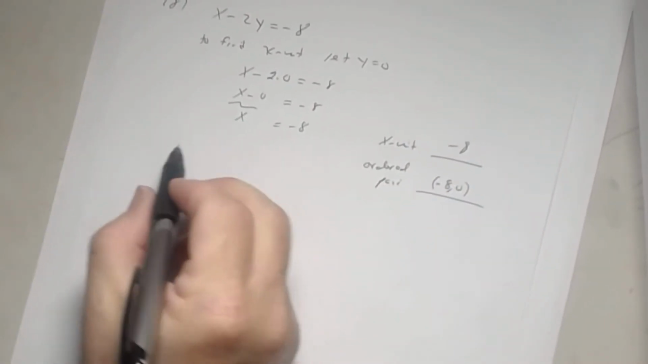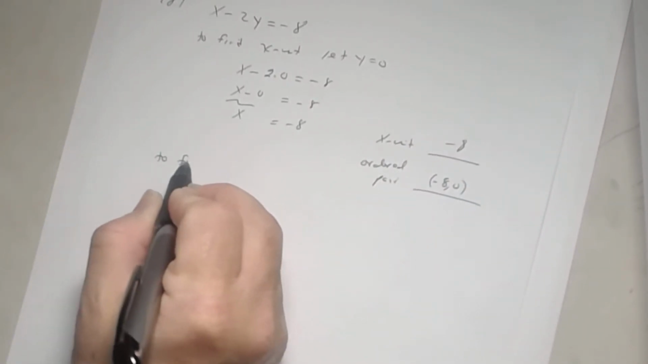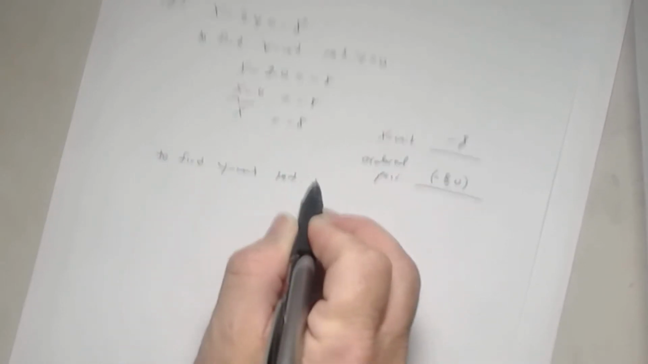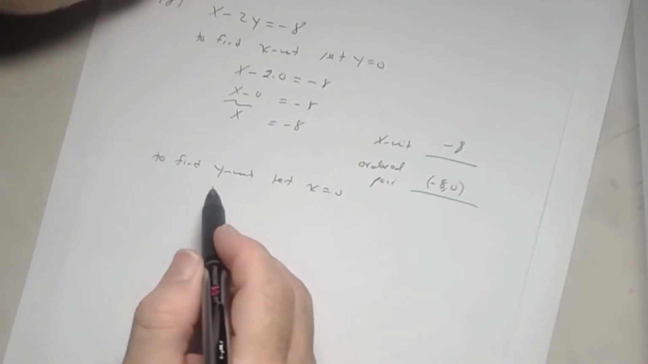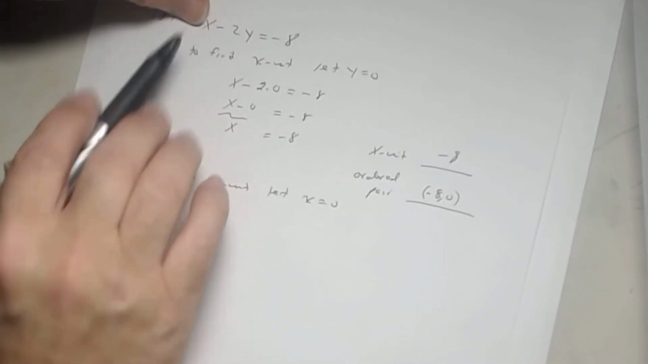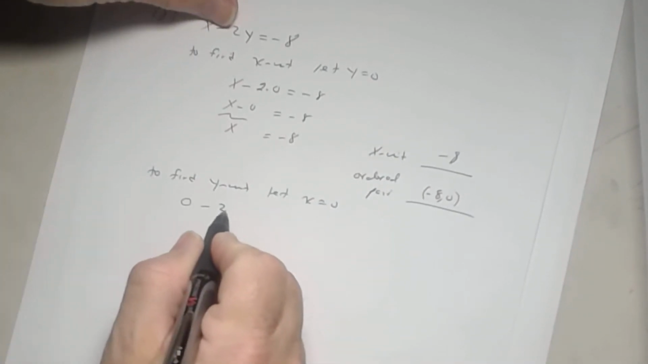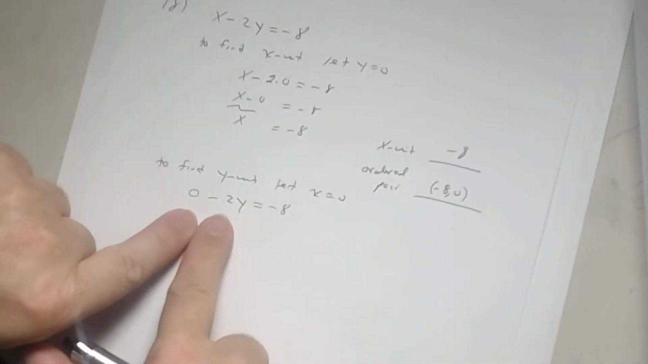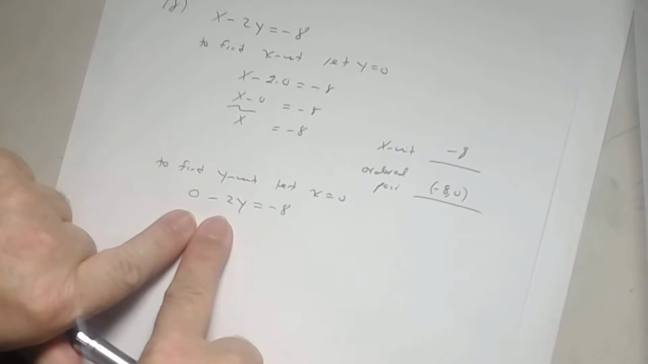That's where the graph is going to cross the x-axis. To find the y-intercept, you're going to let x equal 0. In place of x, you plug in 0. So I get 0 subtract 2y equals -8. Now, what's 0 subtract 2y the same as? -2y.